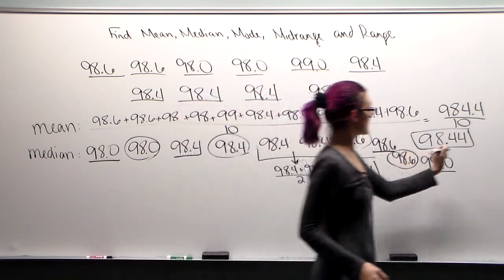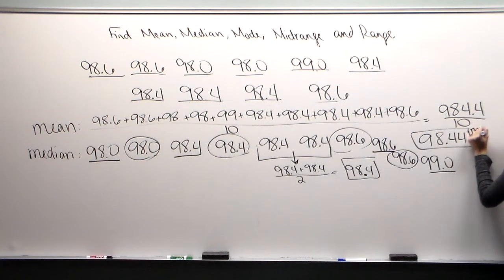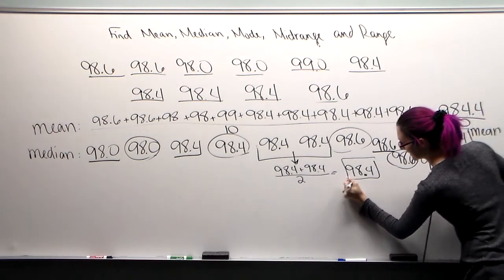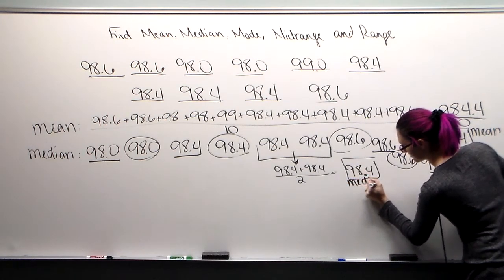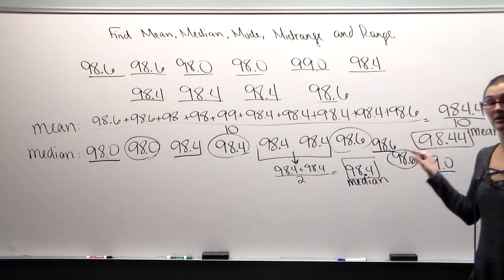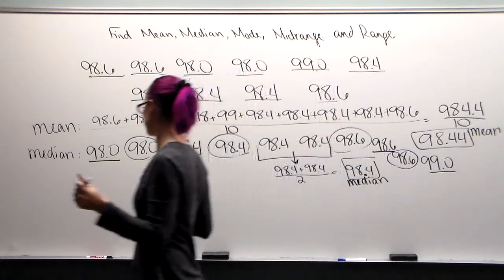Okay. So this is the mean, where we added them all and divided by how many there were. This is the median, because we lined them up in order and found the middle.